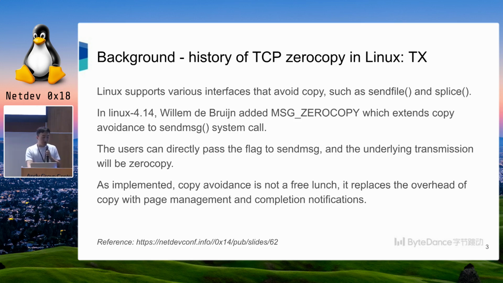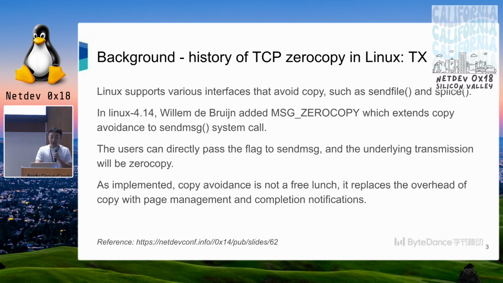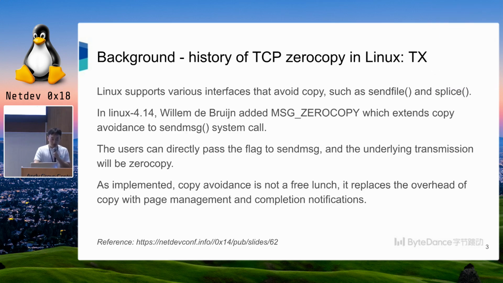So Linux supports various interfaces that avoid copy, such as sendfile and splice. And in Linux 4.14, Willem added a MSG_ZEROCOPY flag, which extends the copy avoidance mechanism to common socket sendmsg system calls. The users can directly pass the flag to sendmsg, and the underlying transmission will be zero copy. As implemented, copy avoidance is not a free lunch. It actually replaces the overhead of copy with page management and completion notifications.